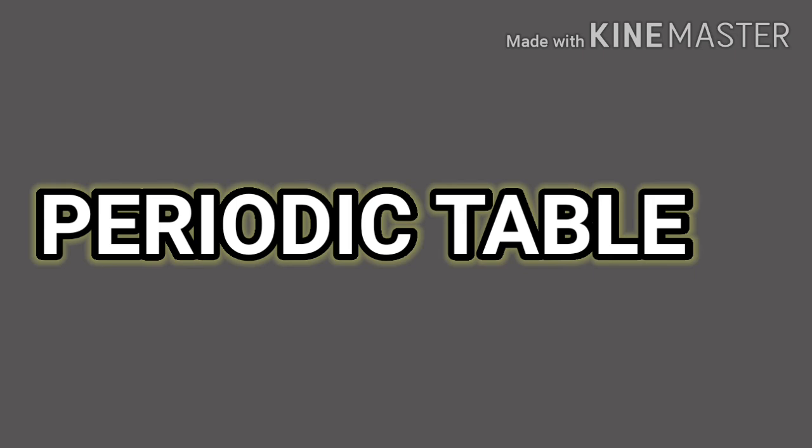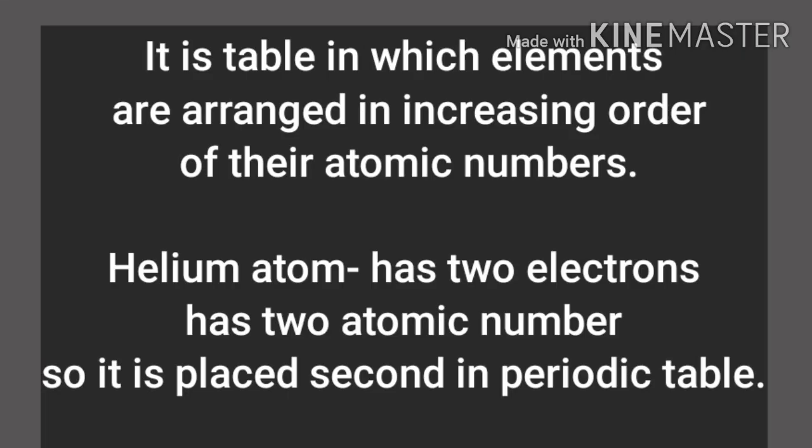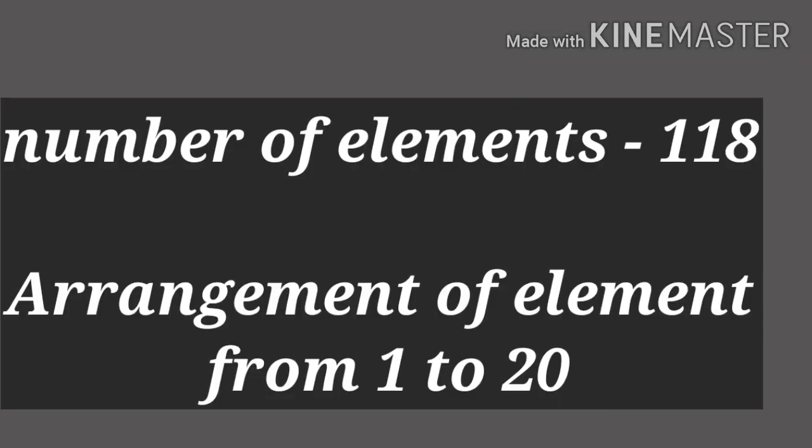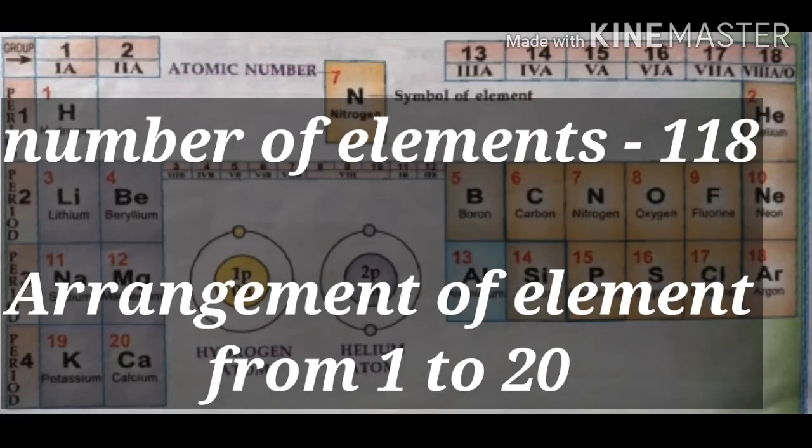Elements are arranged in a systematic manner in a table, and that table is known as the periodic table. The periodic table is a table in which elements are arranged in increasing order of their atomic number. For example, a helium atom has 2 electrons, so it has atomic number 2, and it is placed second in the periodic table. Till date about 118 elements have been discovered, but in this chapter we have learned about the arrangement of 20 elements in the periodic table.